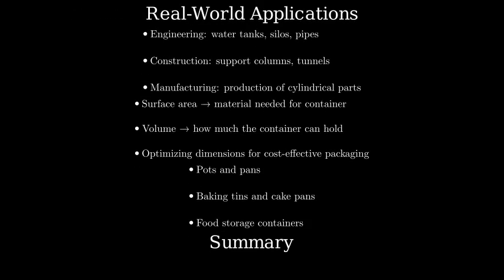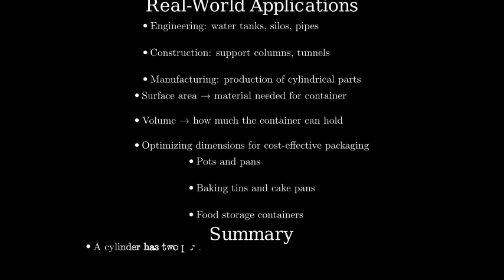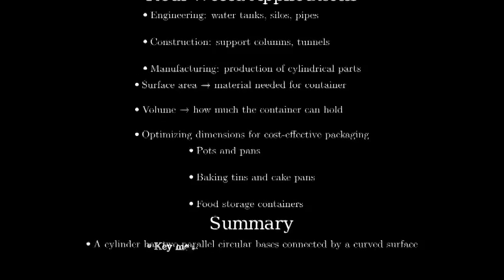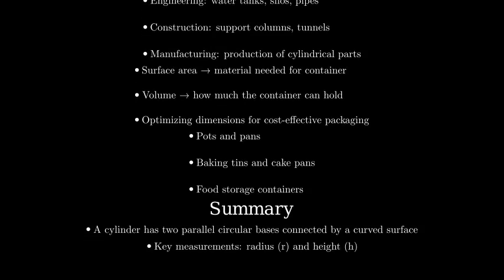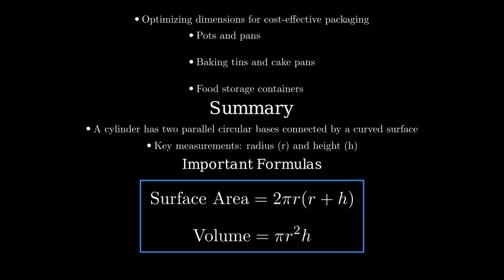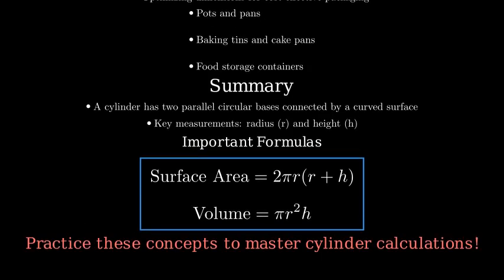Let's summarize what we've learned about cylinders. A cylinder has two parallel circular bases connected by a curved surface. The key measurements are the radius r and the height h. The surface area formula is 2 pi r times (r plus h). The volume formula is pi r squared times h. Remember these formulas, and you'll be well equipped to solve any cylinder problems you encounter.